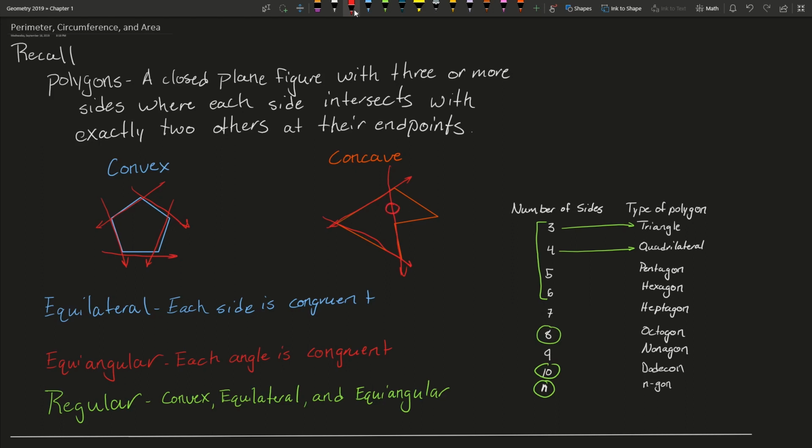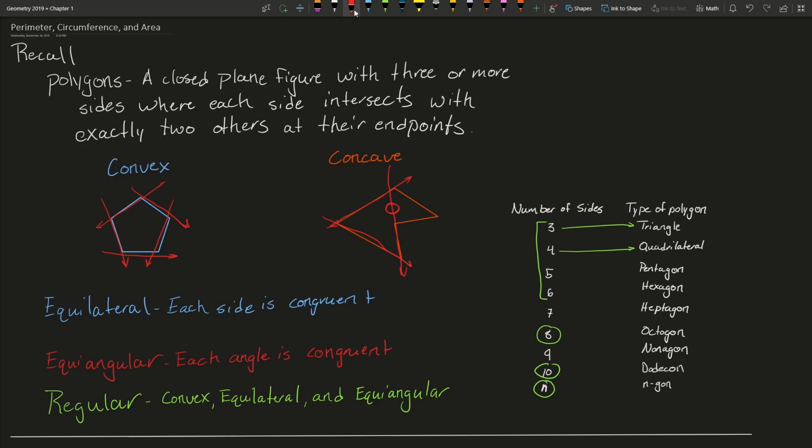Polygons can also be equilateral, which means each side is congruent to each other side. They can also be equiangular, which means that each angle is congruent. And they can be regular, which means they are convex, equilateral, and equiangular. The last thing we talked about was how to classify polygons, and we do this by counting the number of sides.